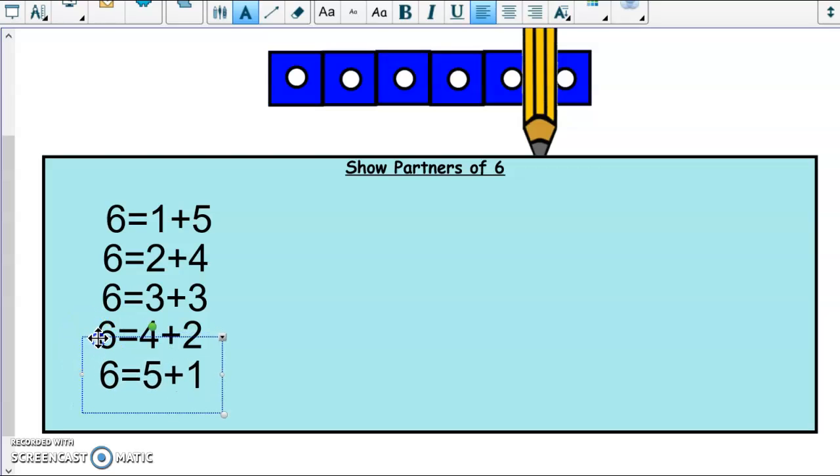All right, one thing I want to show you quick before we move on. As we go down the columns here, I see that this is plus 1, plus 1, plus 1, plus 1. And as we go down the other side, it's minus 1, minus 1, minus 1, minus 1. So we're looking at those patterns to make sure we have all of the partners.